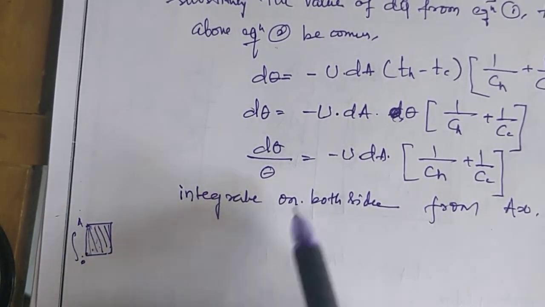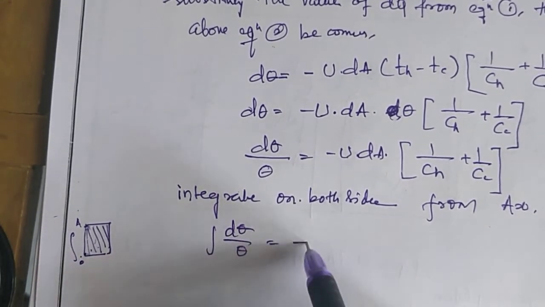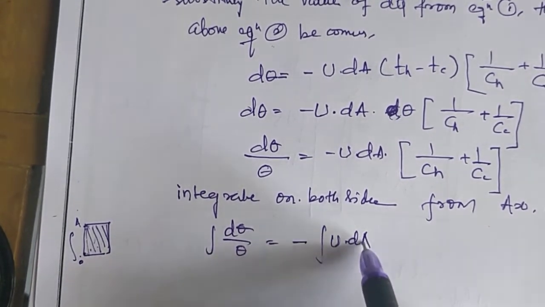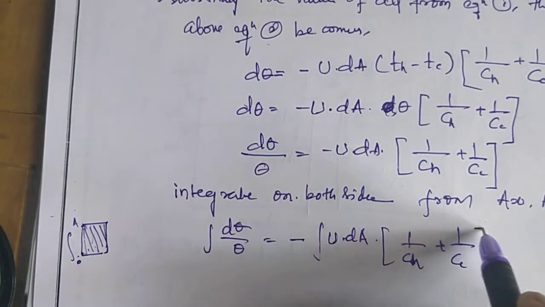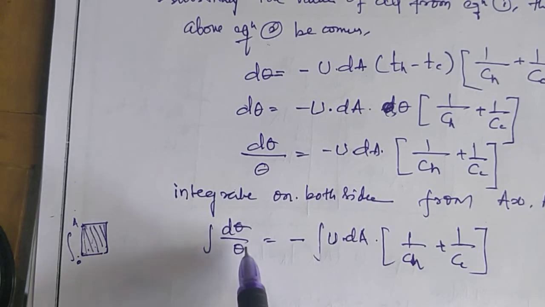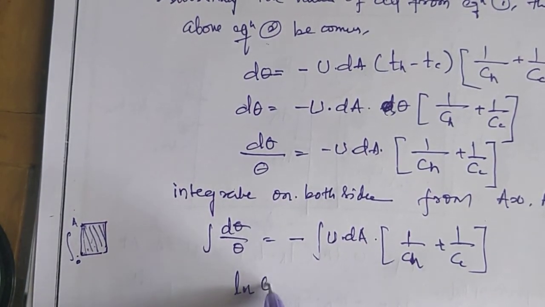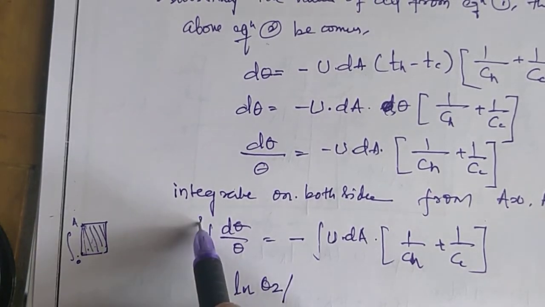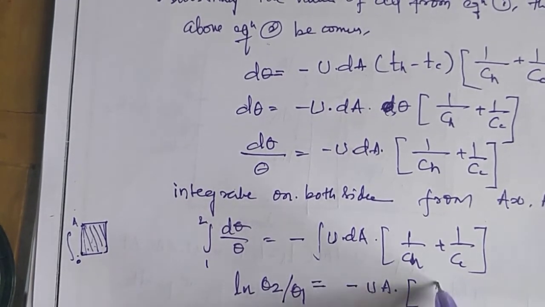Like that, you have to integrate all this, and it becomes d theta by theta is equal to minus u dA times 1 by CH plus 1 by CC. Again, the integral of d theta by theta is ln theta 2 by theta 1, which is equal to minus u A times 1 by CH plus 1 by CC.